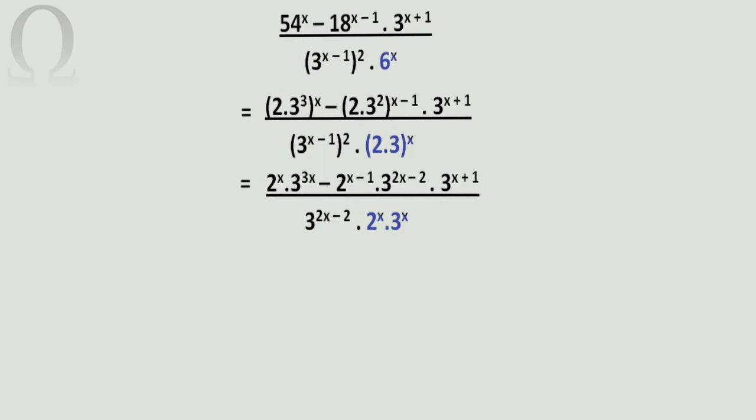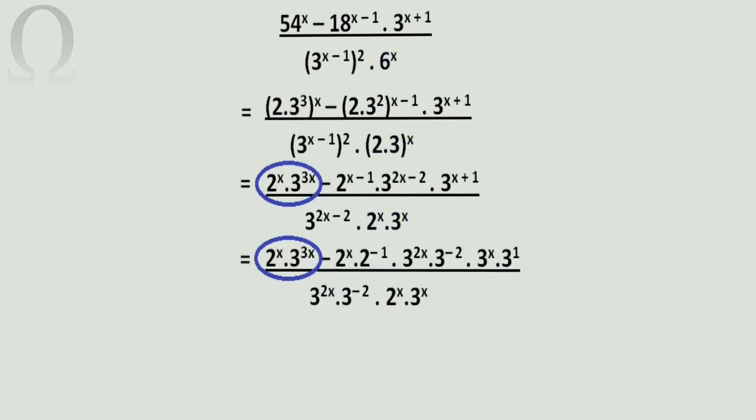The next thing to do is to break up exponents so that each term is expressed in terms of single exponents. 2 to the x and 3 to the 3x are already single exponents, so we start by breaking up 2 to the x minus 1, into 2 to the x, times 2 to the minus 1. Similarly, 3 to the 2x minus 2 is written as 3 to the 2x, times 3 to the minus 2. 3 to the x plus 1 is written as 3 to the x times 3 to the 1. 3 to the 2x minus 2 is written as 3 to the 2x times 3 to the minus 2. And 2 to the x and 3 to the x are already single exponents, so we leave them as they are.